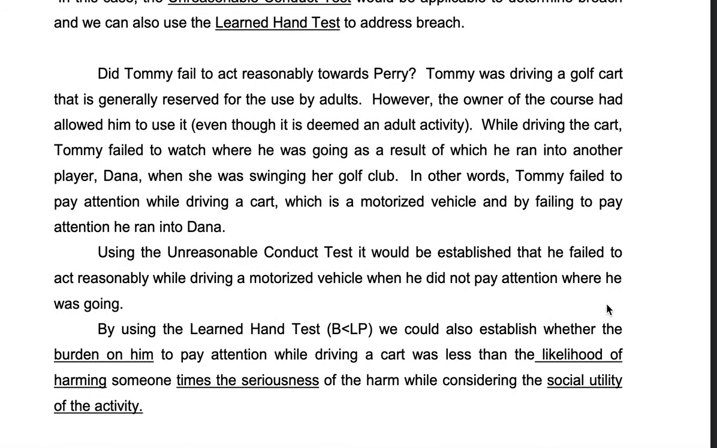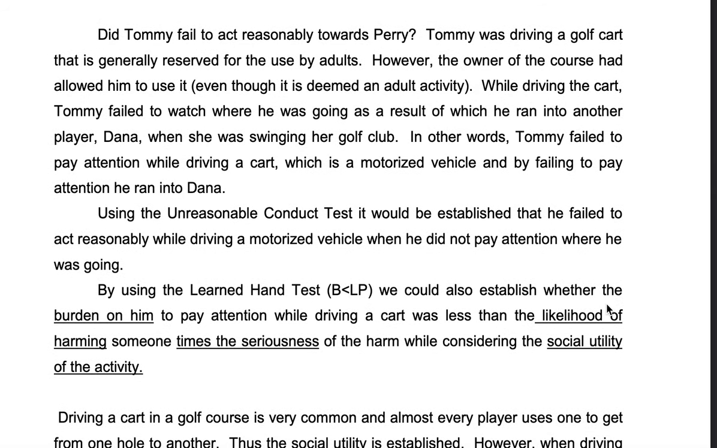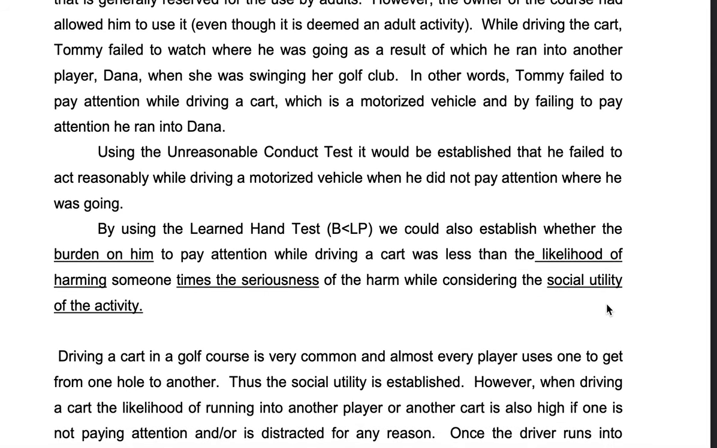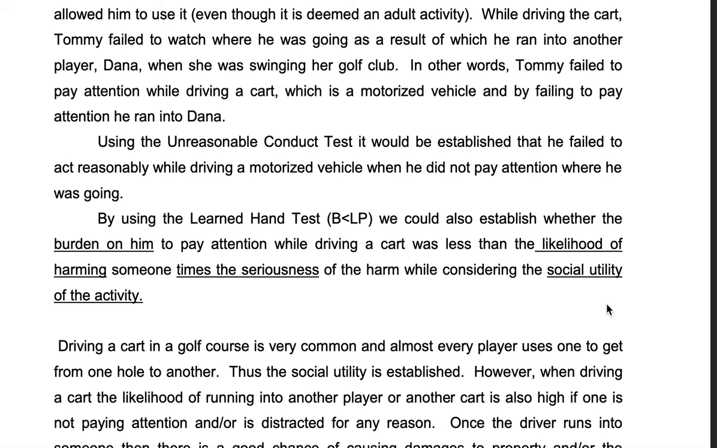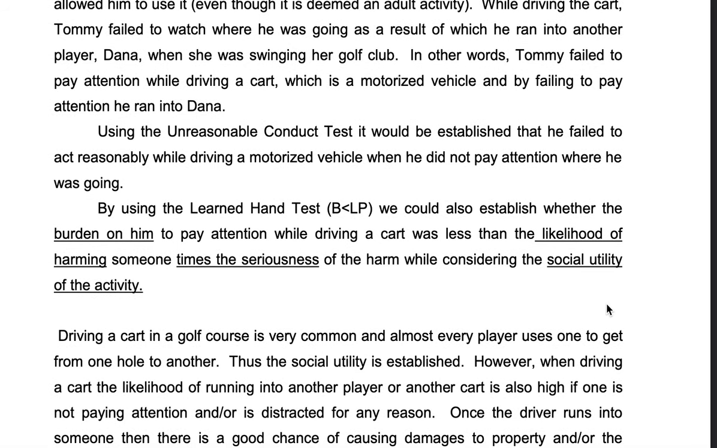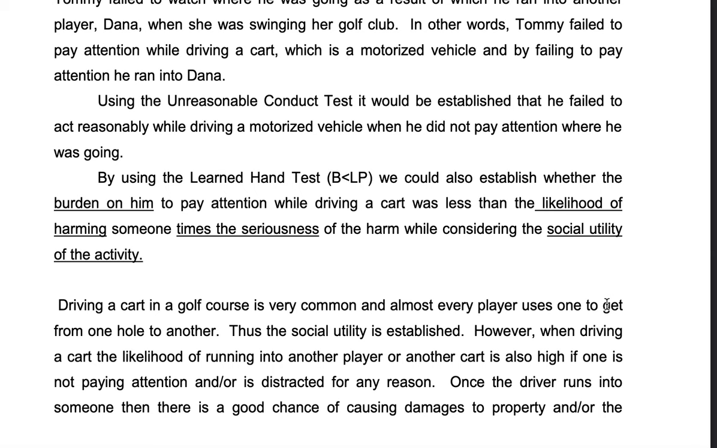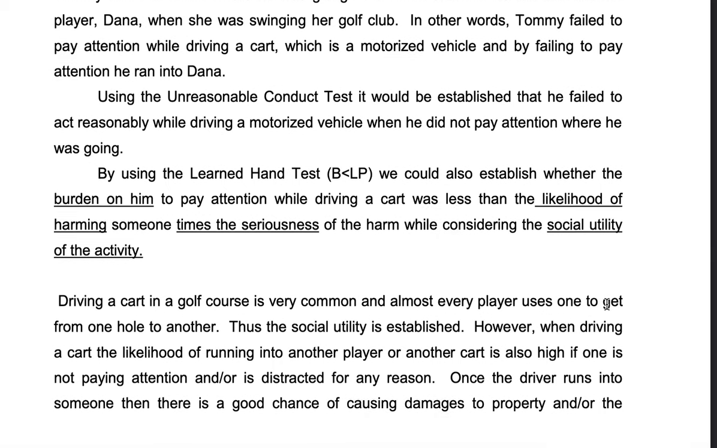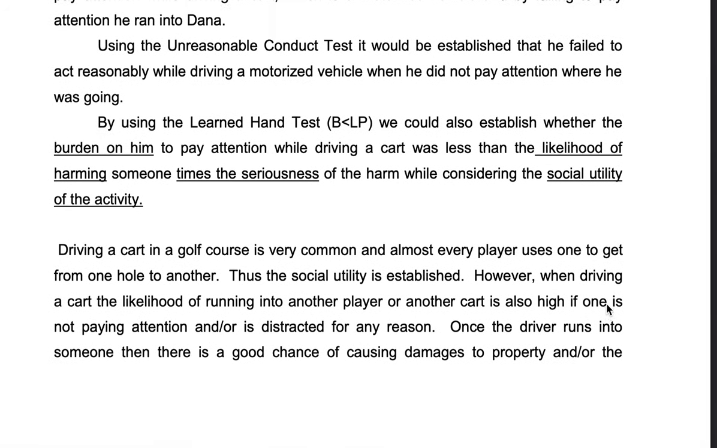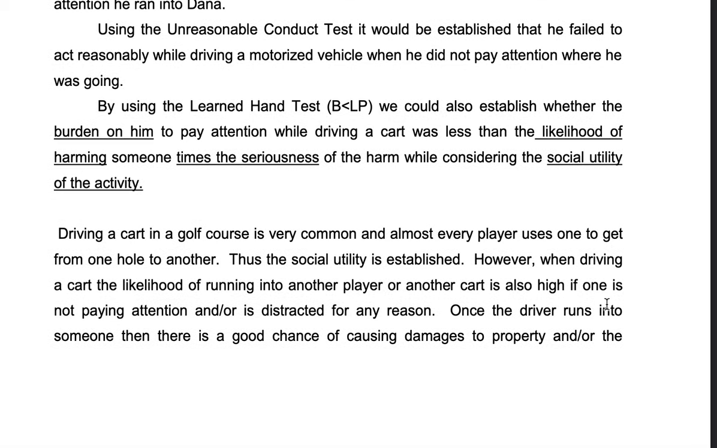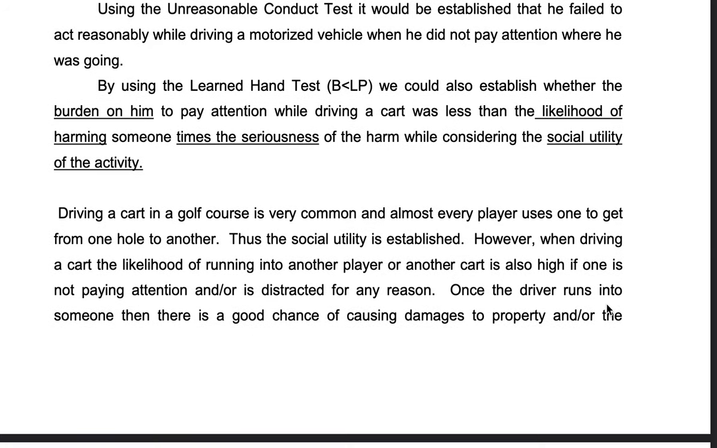Did Tommy fail to act reasonably toward Perry? Tommy was driving a golf cart that is generally reserved for use by adults. However, the owner of the golf course had allowed him to use it even though it is deemed an adult activity. While driving the cart, Tommy failed to watch where he was going, as a result of which he ran into another player, Dana, when she was swinging her golf club. In other words, Tommy failed to pay attention while driving a cart, which is a motorized vehicle, and by failing to pay attention, he ran into Dana. Using the unreasonable conduct test, it would be established that he acted unreasonably while driving a motorized vehicle when he did not pay attention where he was going.